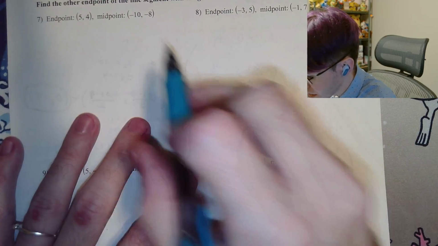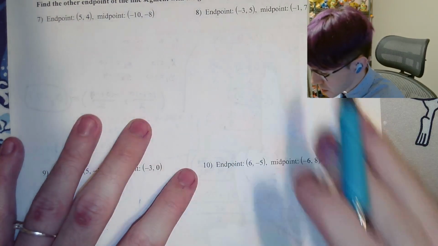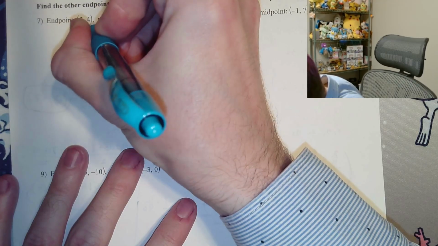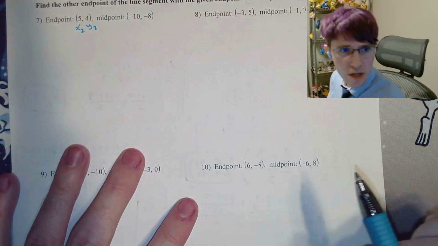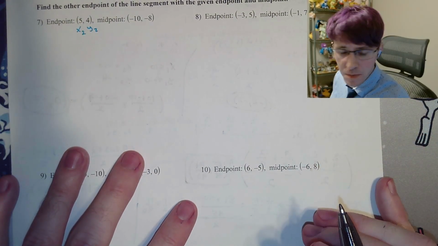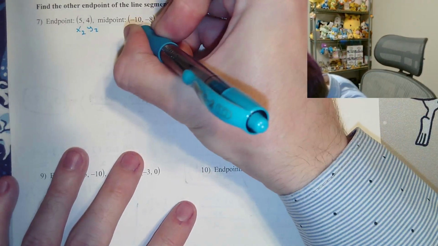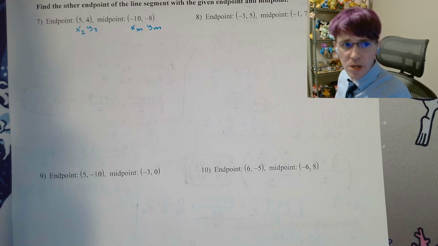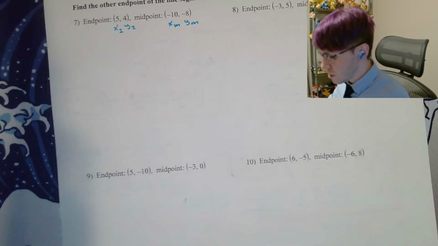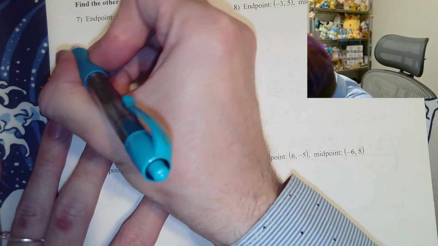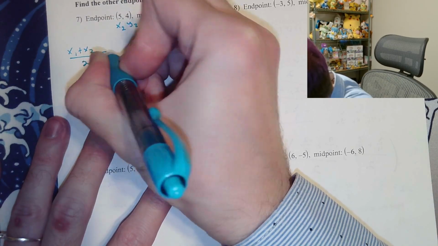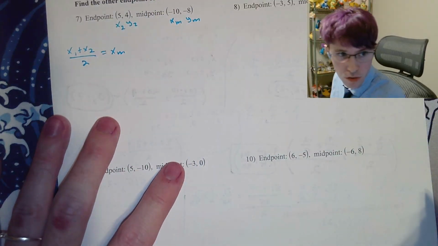It says the endpoint is 5 comma 4. So this is effectively our x2 and our y2, and our midpoint is -10, -8. Now normally the way that we write this is to say that we have an x middle and a y middle. There's going to be two different equations. Remember, the overall formula for the x's was x1 plus x2 divided by 2, and that was the x middle value.